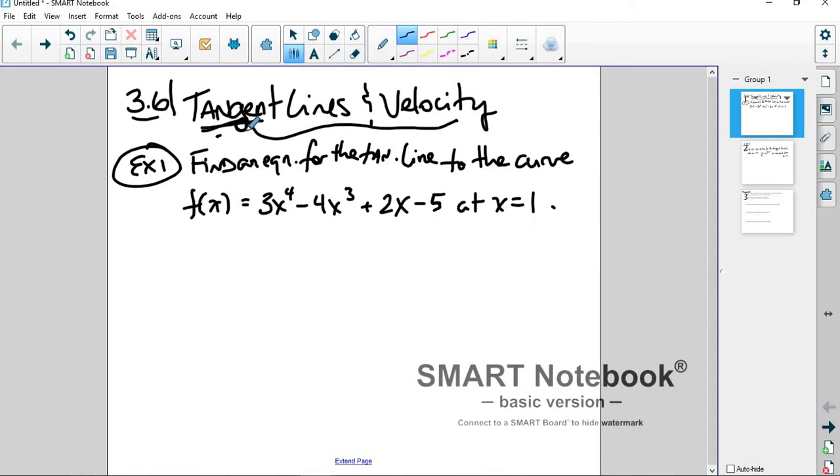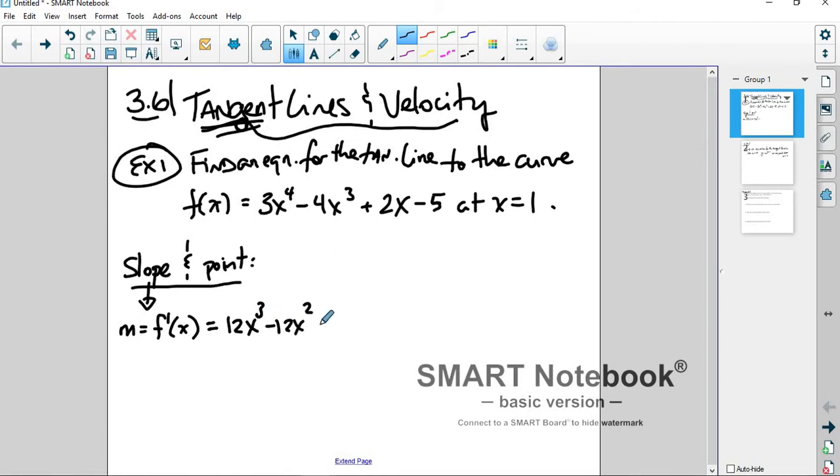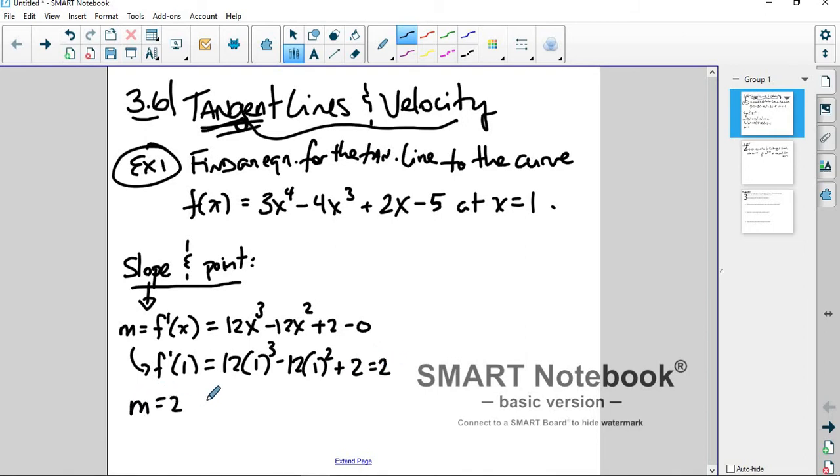Okay, so how do we find the tangent line? Well, to find any line, you need two things. You need a slope and a point. So how are we going to find the slope? The slope we find by taking the derivative. The derivative of this function is 12x cubed minus 12x squared plus 2 minus 0. And then if you want to find it at 1, then you plug in 1 everywhere. So you get 12 times 1 cubed minus 12 times 1 squared plus 2, and you get 2. So the slope of our line is 2.